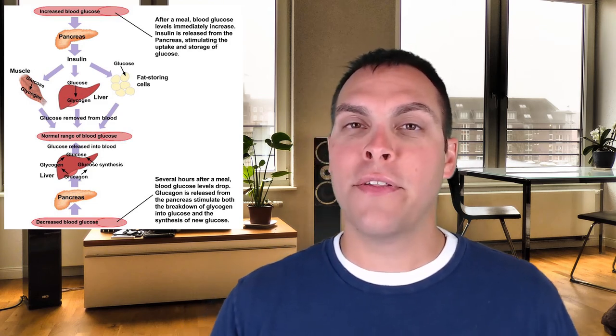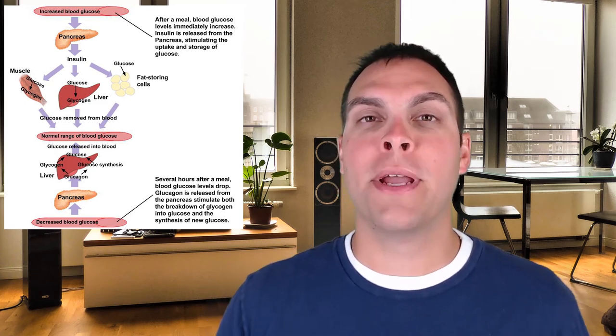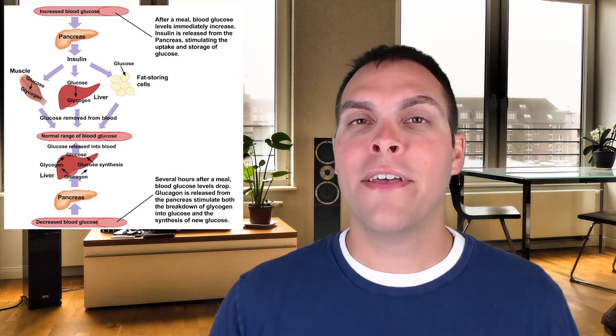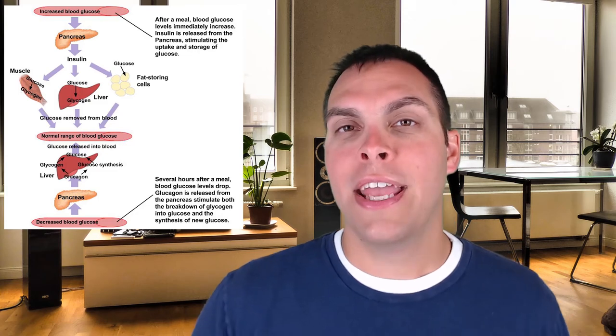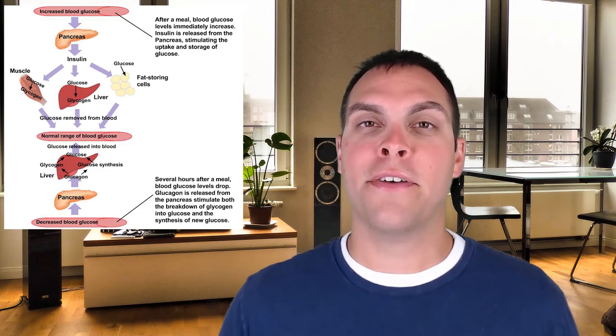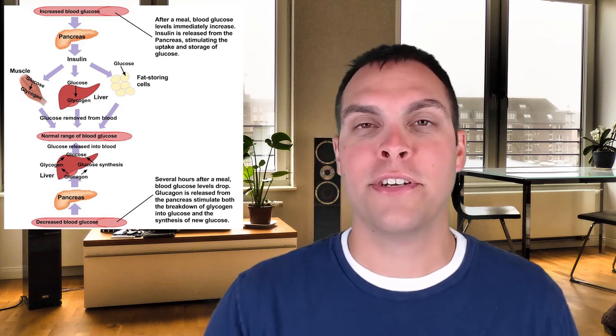And glucagon is not only going to shut down your cells from absorbing glucose from the bloodstream, it's also going to activate the liver. And the liver is going to activate by breaking down its glycogen stores into individual glucose molecules and secreting those into the bloodstream. This has the net effect of raising blood glucose. This is what happens when you don't have enough glucose in your bloodstream.